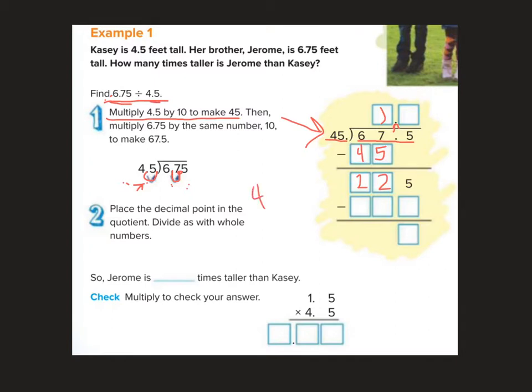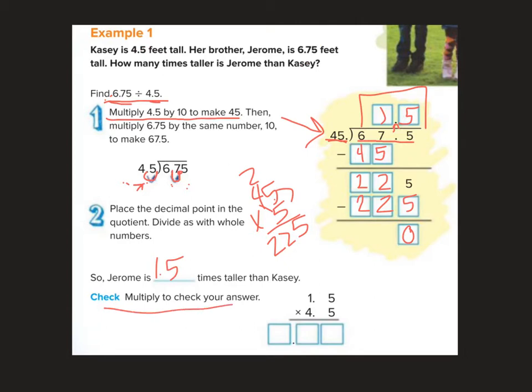So I'm going to come over here, not underneath my division, I'm going to come to the side. 45 times 5. 5 times 5 is 25. Oh, I like that. 5 times 4 is 20, plus 2 is 22. Oh, look at that. Exactly. 45 times 5 is 225. Subtract it out. Get a remainder of 0. So my answer is 1 and 5/10. So Jerome is 1 5/10, or 1 1/2, 5/10 is the same as saying a half, times taller than Casey.